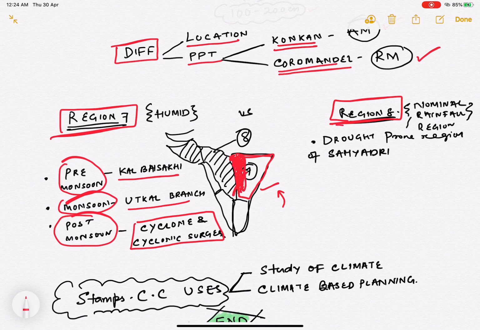Now let's come to region 8. Region 8, again it is called as the nominal rainfall region. Now this region basically includes what? Your southern Kathiawar Peninsula, along with that the interior. This is the interior of the Sahyadri, means the rain shadow region. Hence, this is the drought prone region. As I have written, the drought prone region of the Sahyadri. Now, what is the Sahyadri? I hope you know that it is another name of the Western Ghats.